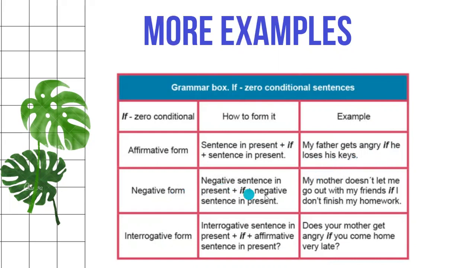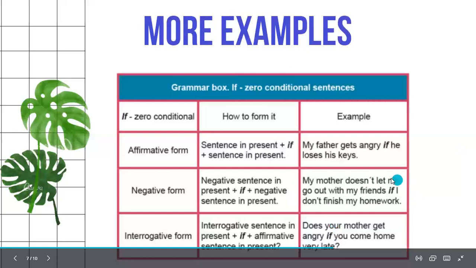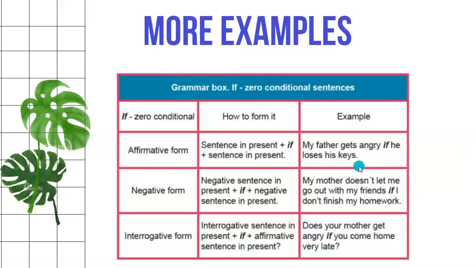Then we have the negative form. My mother doesn't let me go out with my friends if I don't finish my homework. Here again we have part B first, the consequence, and then part A, the condition. And how are we going to know if it's in negative form? Well, we have the verb in its negative form, doesn't.